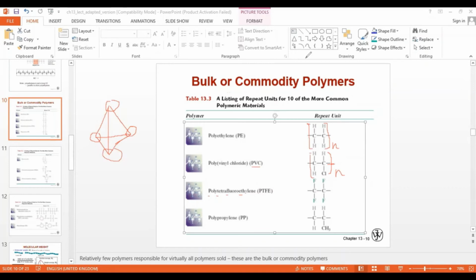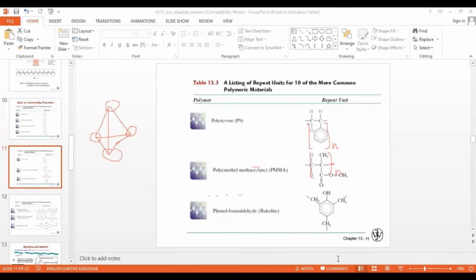Then I have polystyrene. This is the monomer of styrene. Styrene must have a benzene and C2H3. This is what is called styrene. If it is N number, then that is polystyrene. This is known as PS. Then I have polymethyl methacrylate, PMMA.